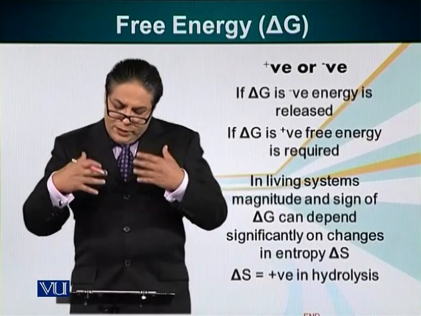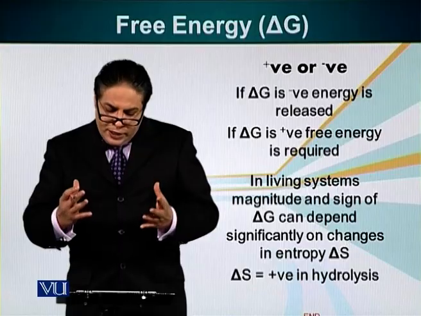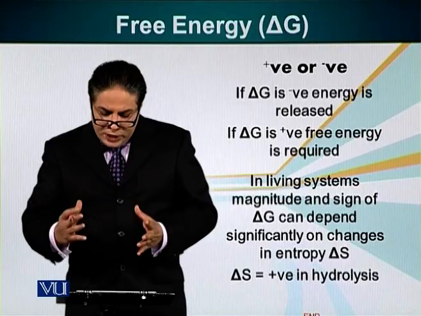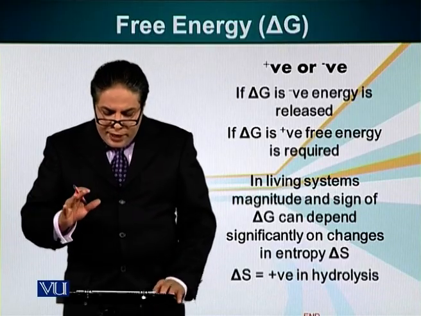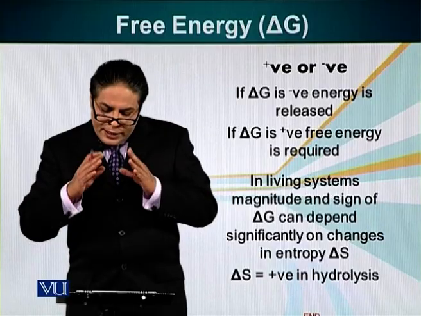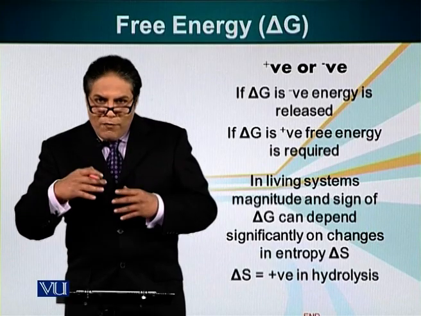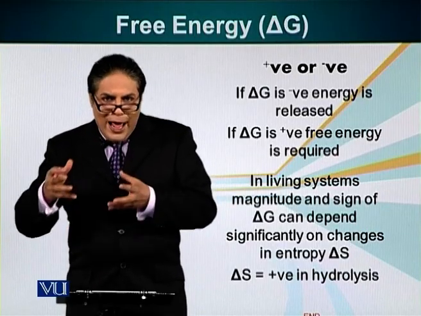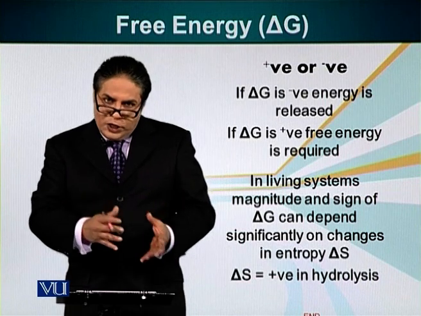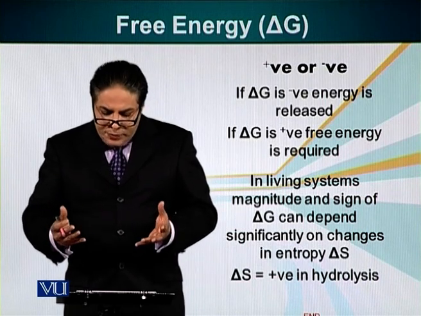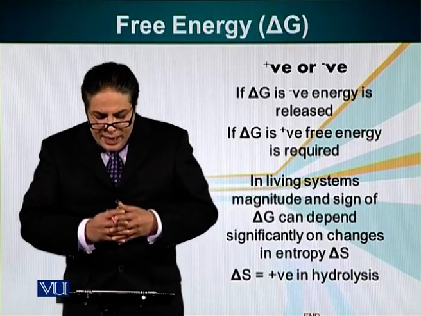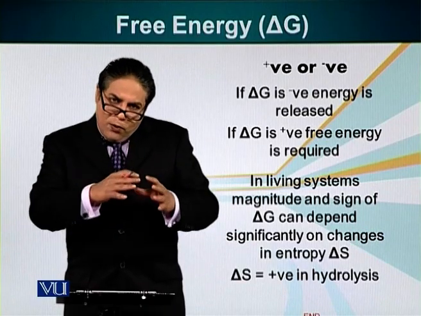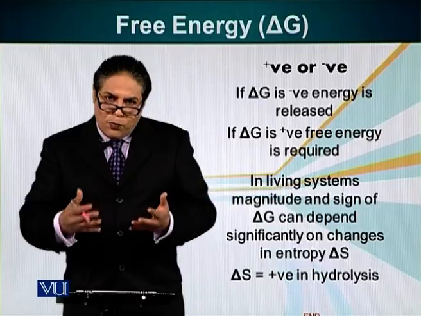So we have seen that we can use the free energy to explain many things. In fact, we can explain most of the things using this equation. The main point I would like to reiterate is that delta G, the change in free energy, is negative when energy in a process is released. Delta G is positive when we have to add energy into the system for a reaction to occur. In living systems, magnitude and sign of delta G can depend significantly on entropy, delta S. And so when we go from order to disorder, those processes are more preferred.